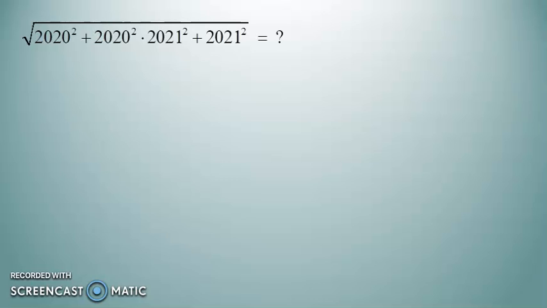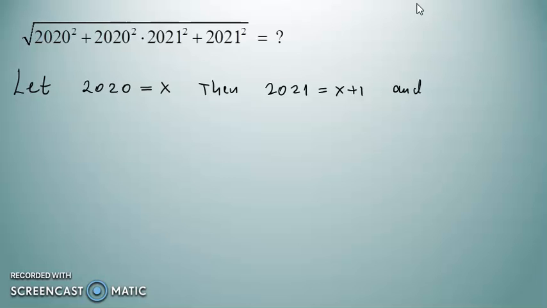Now, remember this. For this type of question, it is always best to work with another variable, to introduce an additional variable, and not to use the exact numbers. Because of that, I will introduce a new variable. Let 2020 equal x. Then, obviously, 2021 will be x plus 1. And we get.